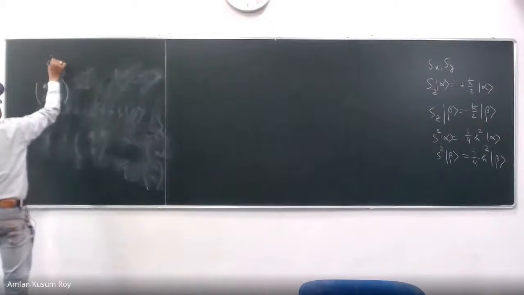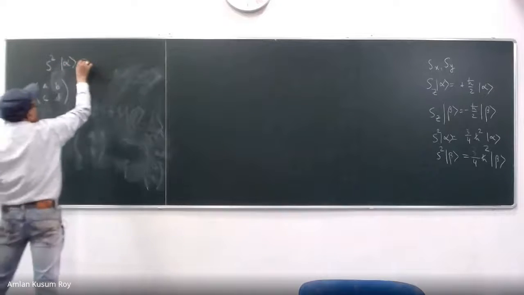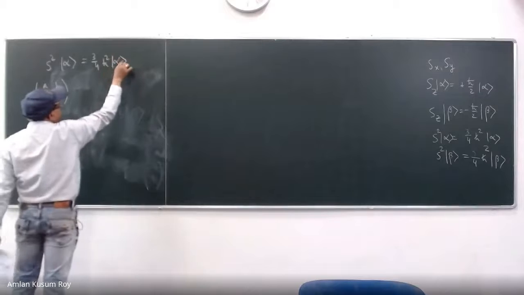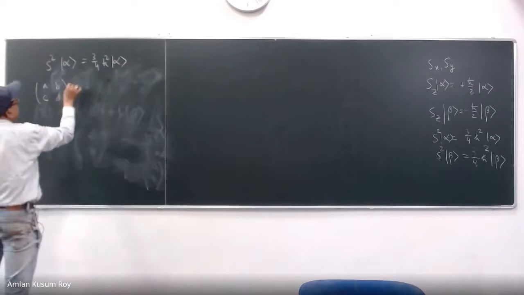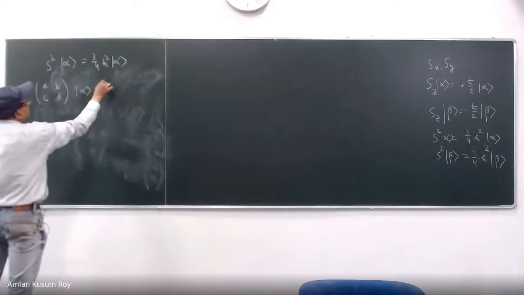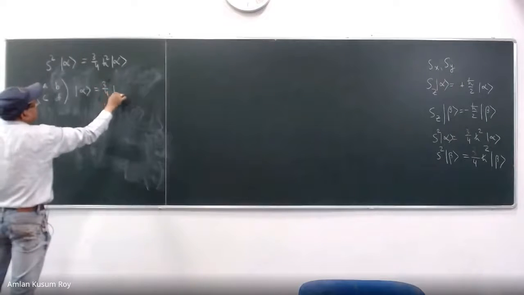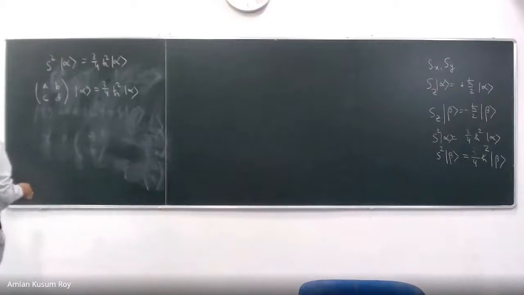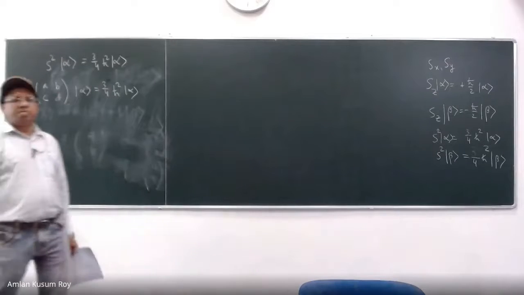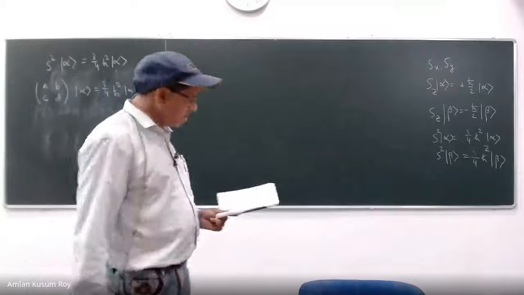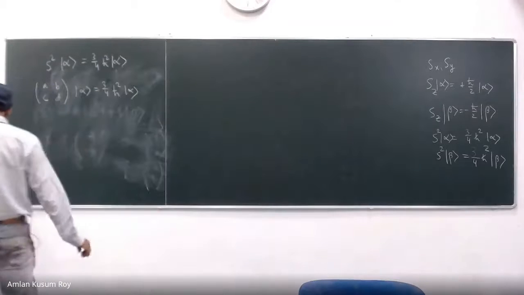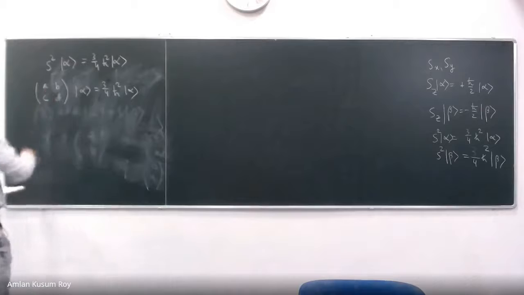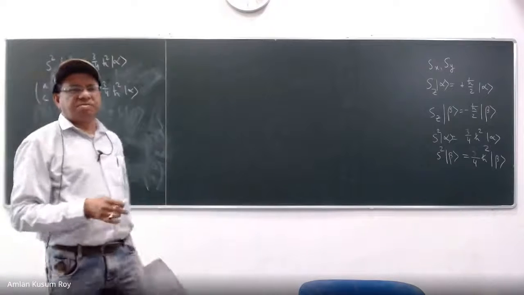S square alpha is equal to 3 by 4 H cross square alpha. This is the equation you have, right? And I have another equation, S square beta is equal to 3 by 4 H cross square beta. So why don't you just work it out? If I have to satisfy this, what are the elements A, B, C, D? Just do the matrix multiplication and find out.